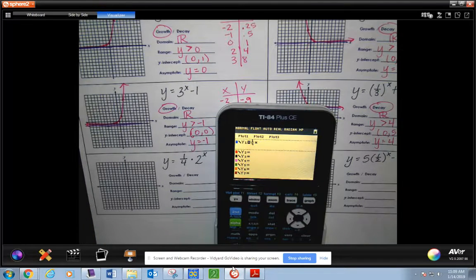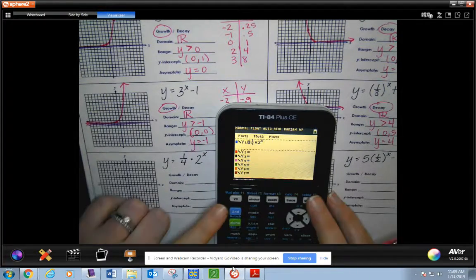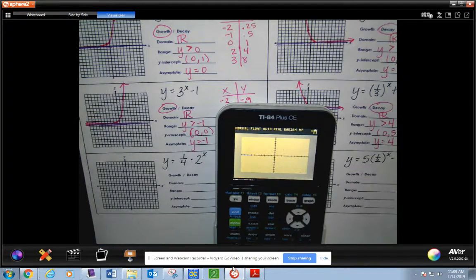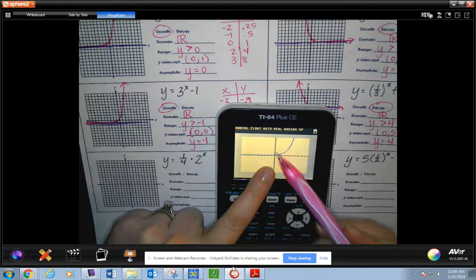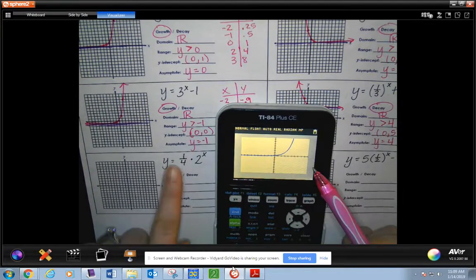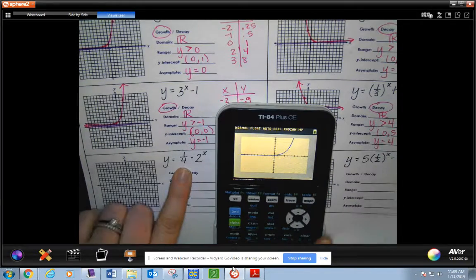So announcements are over. So back to what I was doing, 2 to the x. I'm going to graph it first to see what it's doing, which I know it's going to grow because this is greater than 1. So as you notice, it's going up. And this time, it didn't move it up or down any. It moved it to the right. That's what the 1/4 did. It moved it to the right.